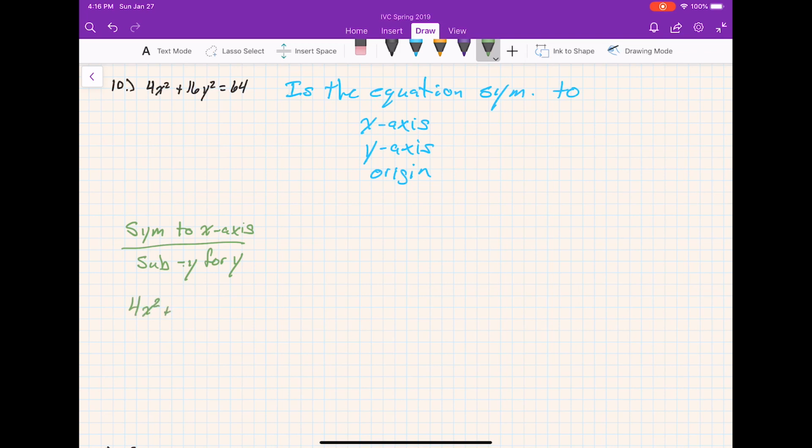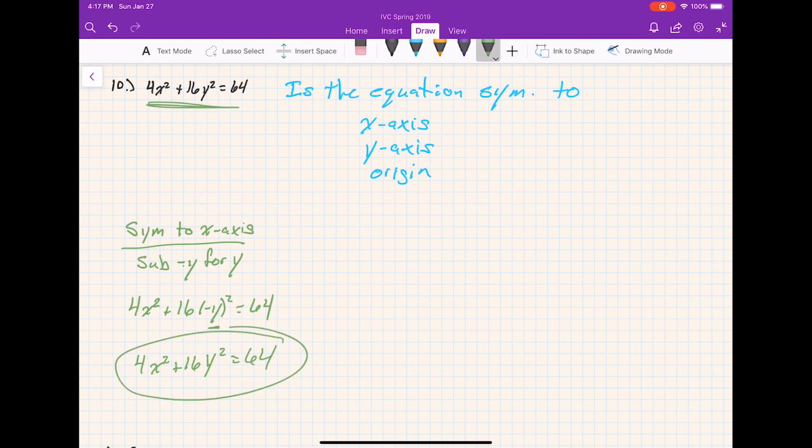So we've got x squared plus 16 times the quantity -y squared equals 64. Well, -y squared is going to return a positive value, so it's really the same as positive y squared. So I can rewrite the equation, and you can see that we get the same exact equation as what we started with. So therefore, this is symmetric in respects to the x-axis.